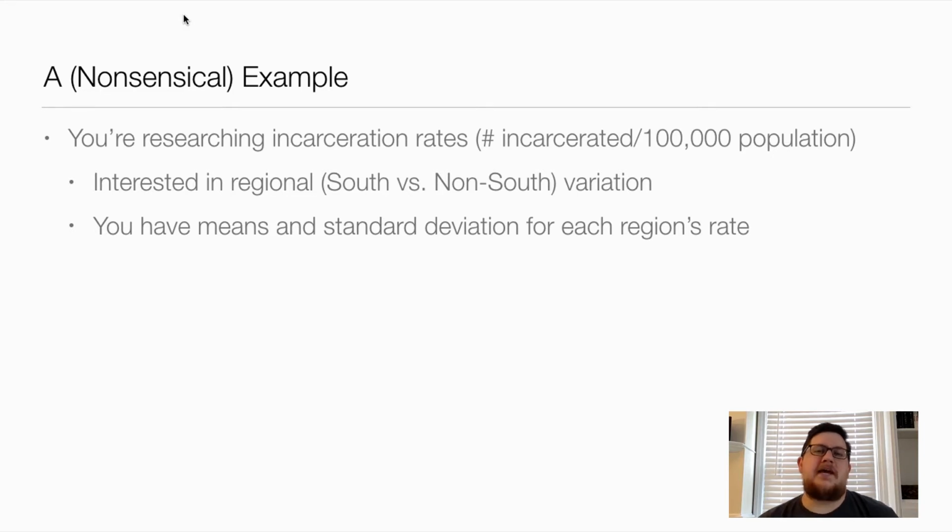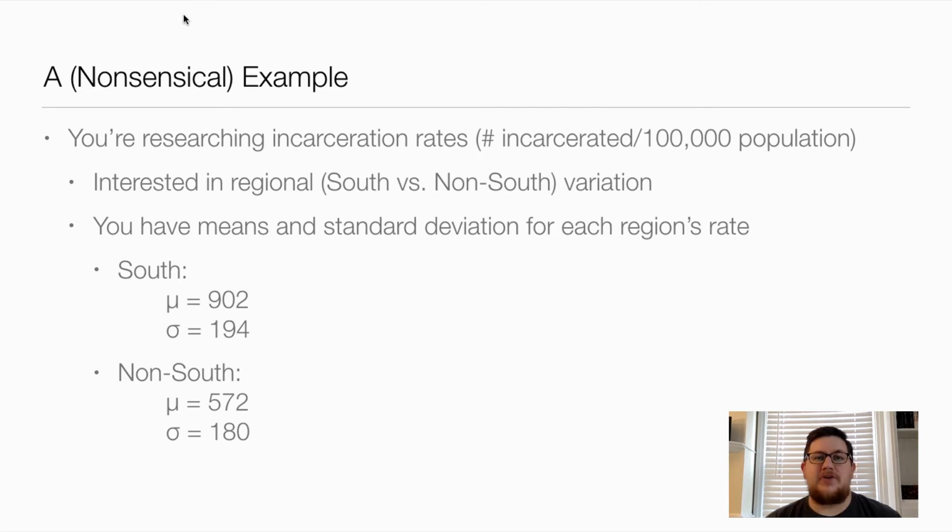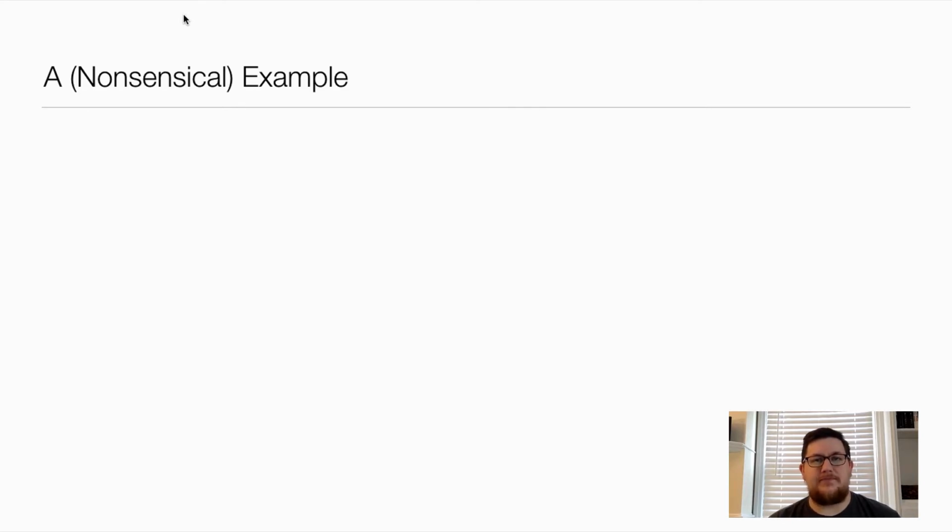Now, let's say that you have the means and standard deviation for each region's rate. All right, and I'll give those to you right now. So I've calculated these out. For the South, the mean incarceration rate is 902 people per 100,000. The standard deviation for those 17 southern states is 194. For the non-South, the figures are 572 for the mean and 180 for the standard deviation. Okay, so again, these are just the mean for all 17 southern states and all 33 non-southern states plus DC. Okay, and their standard deviations.